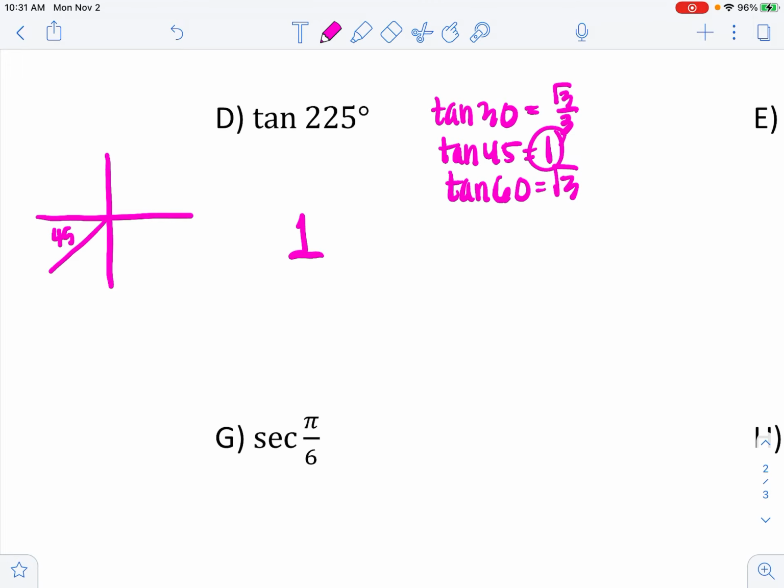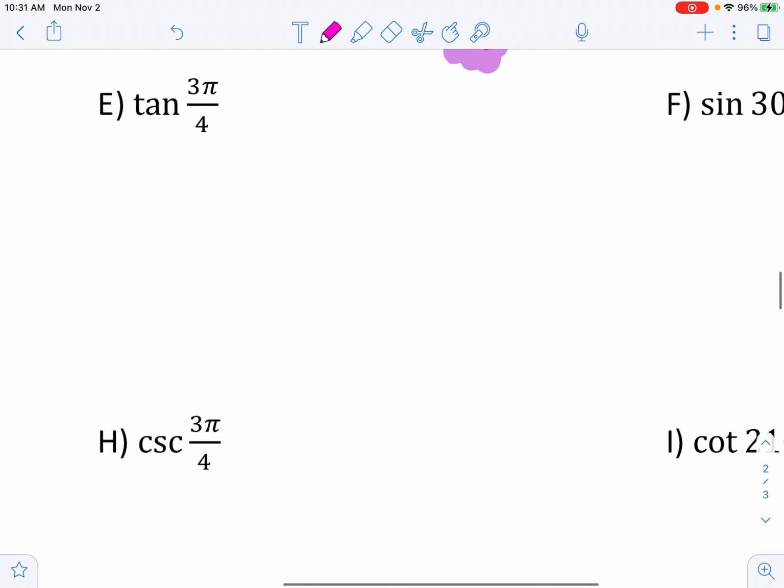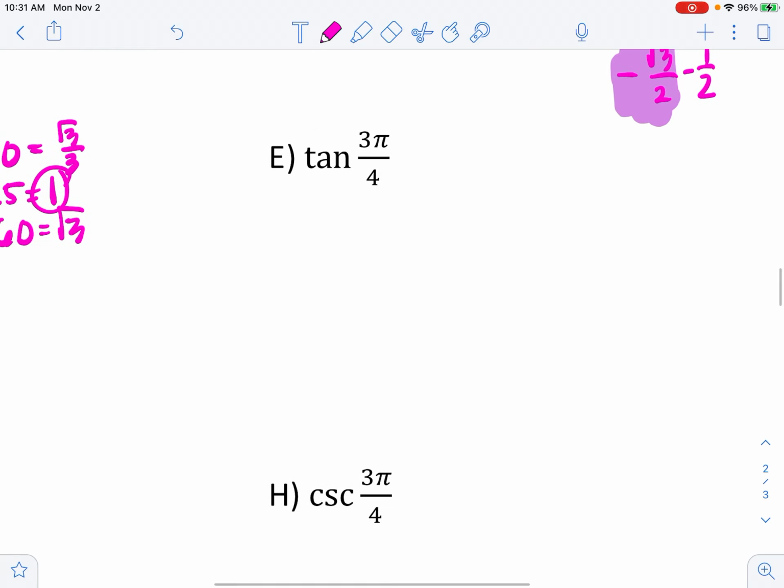Okay, it is a 45-degree reference angle. So now I know that I'm looking towards 1 here. Now I just have to decide if it's positive or negative. All students take calculus. Is tangent positive or negative in that quadrant? It's positive, so my answer is 1.